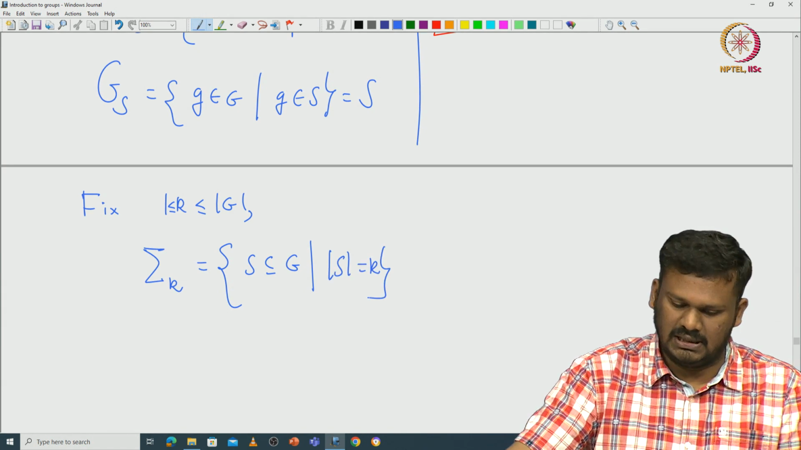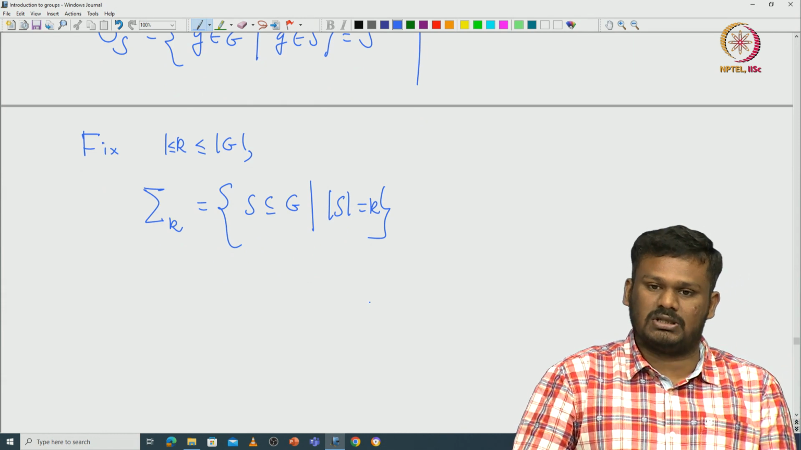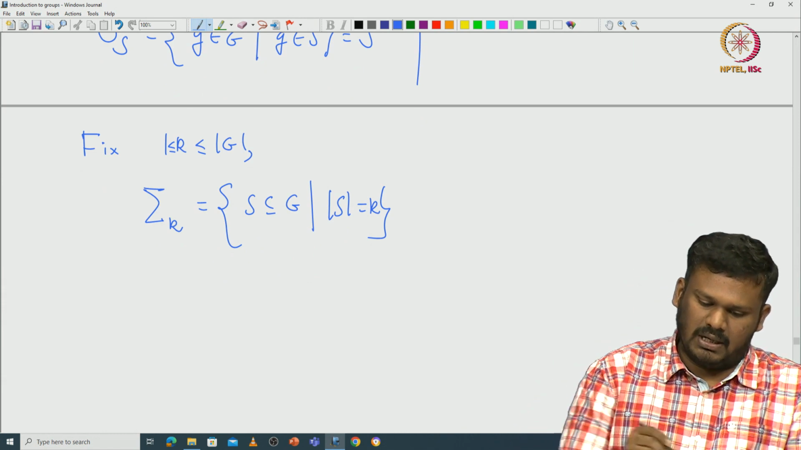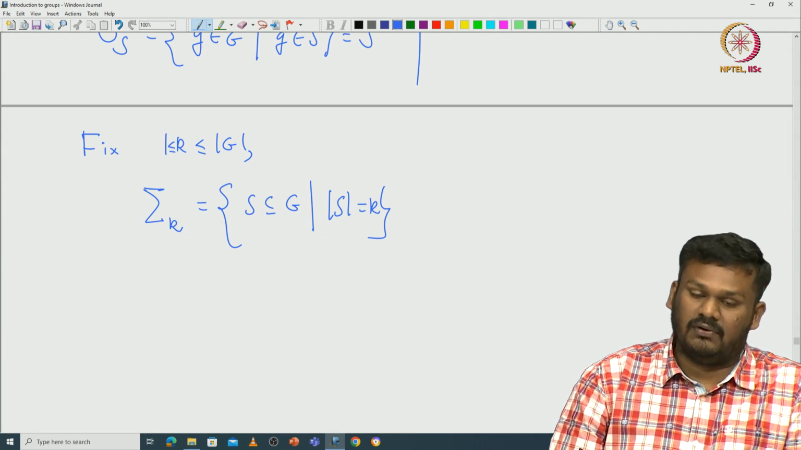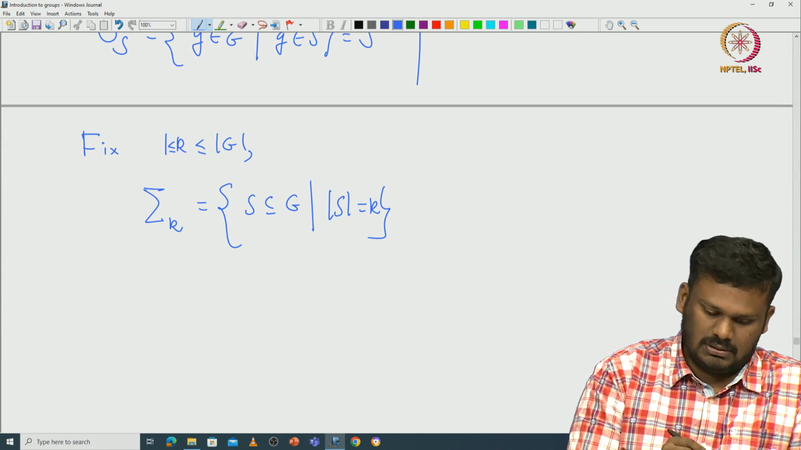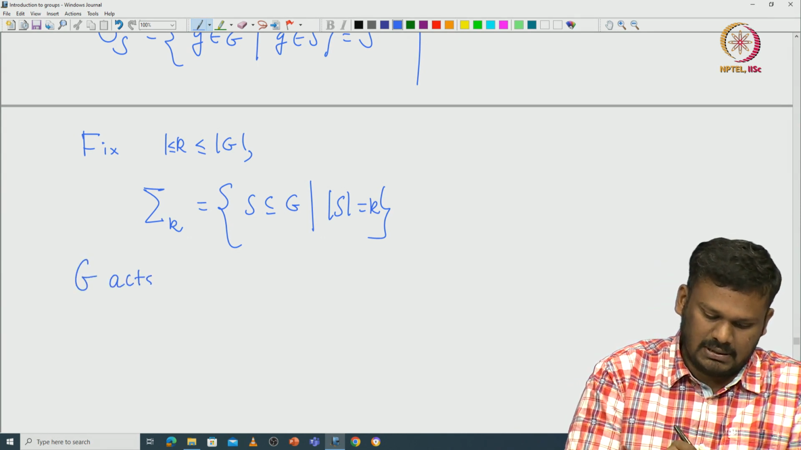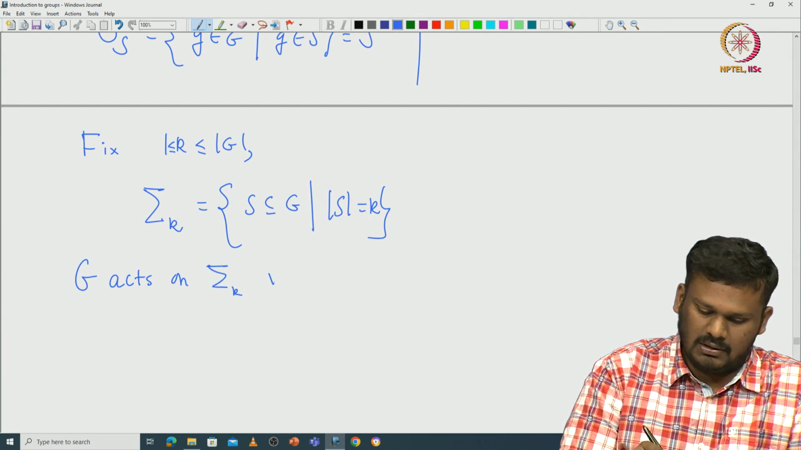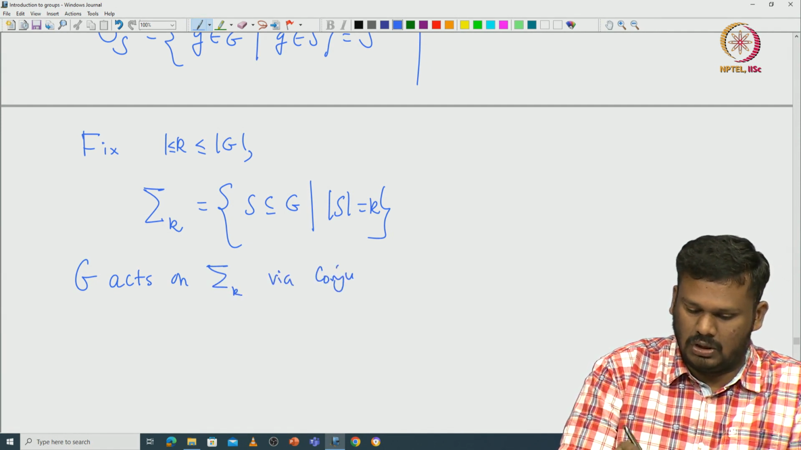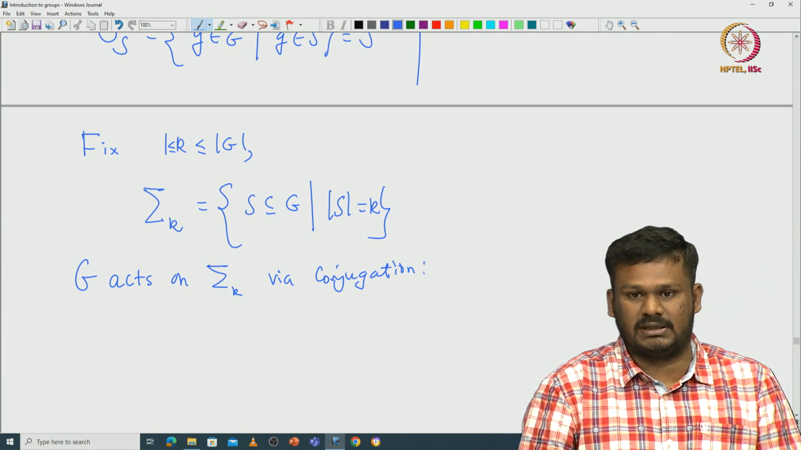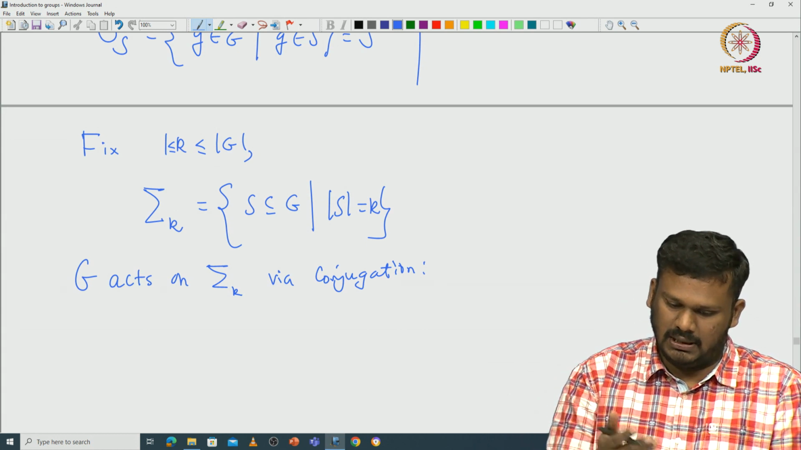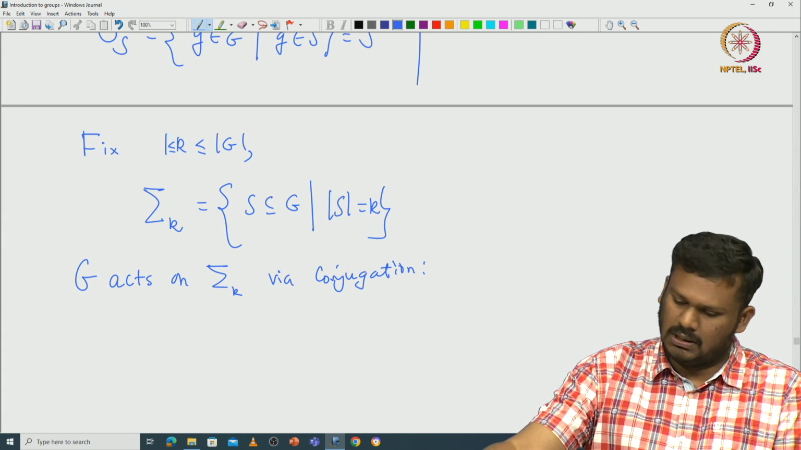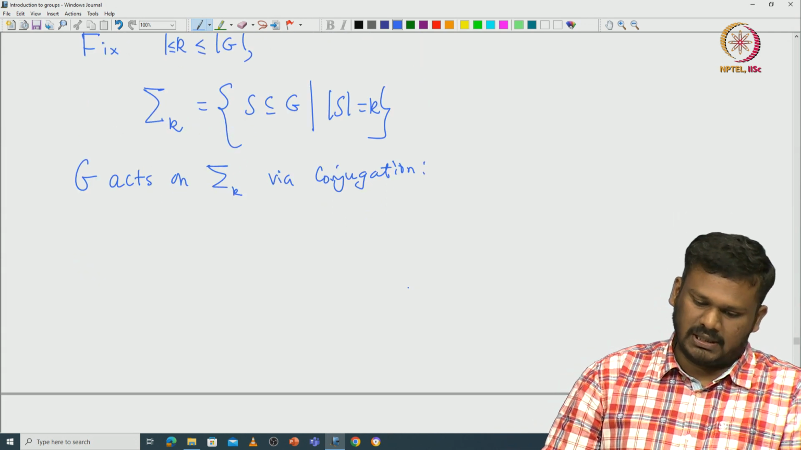We will also see in a minute that there is another natural set on which G can act. Now I want to act G on sigma K via conjugation. So G acts on sigma K via conjugation. These two are very powerful things: one is left multiplication, another one is conjugation. We also have right multiplication, but that is similar to left multiplication. So how does G act on sigma K via conjugation?